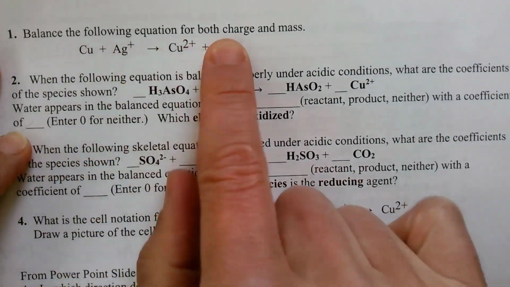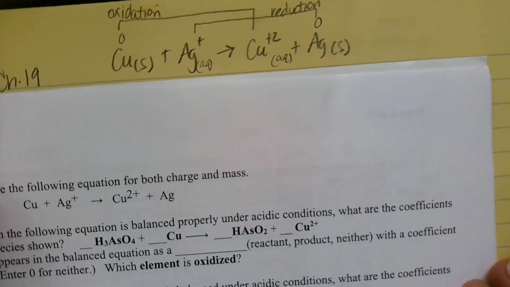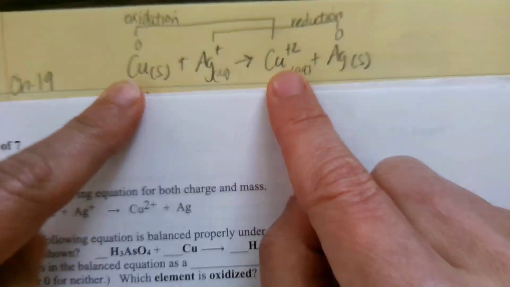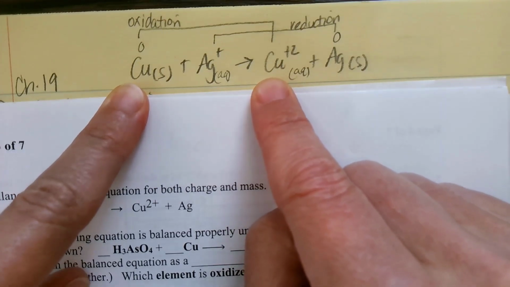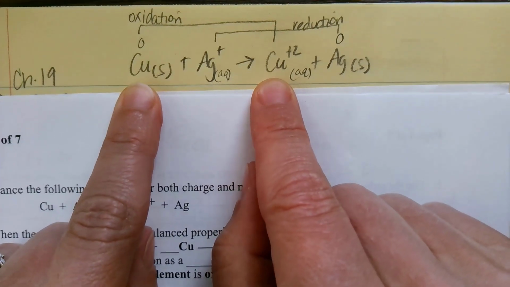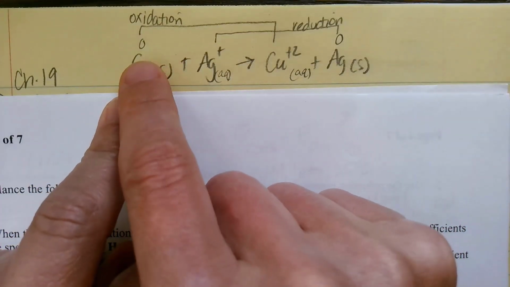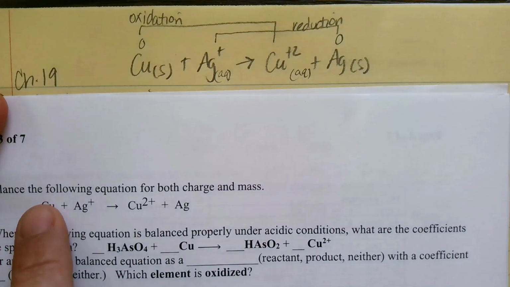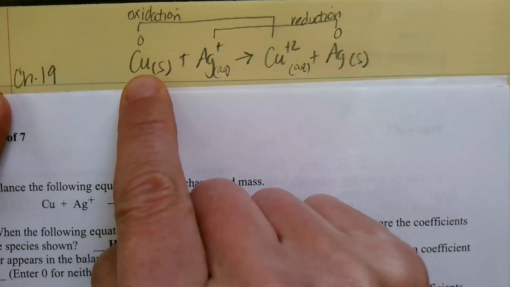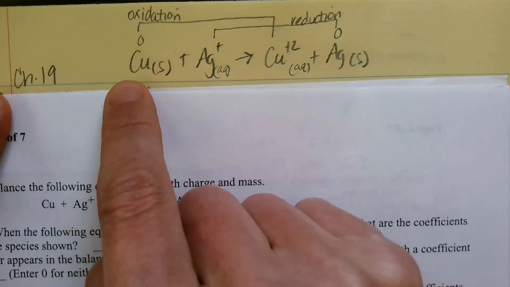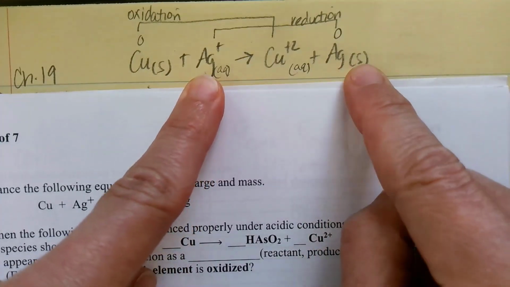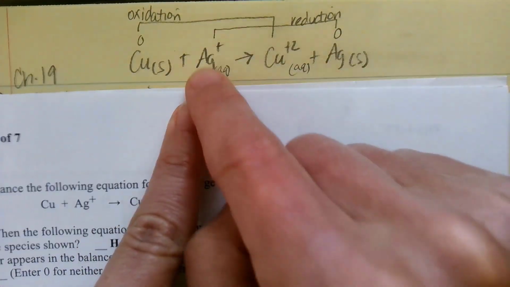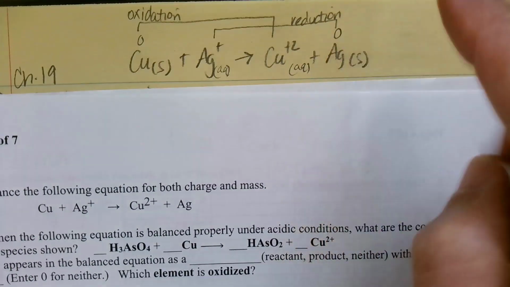All right, we want to balance the following equation for both charge and mass. So I wrote, we've got copper, Cu, going to copper plus 2, so that's an oxidation, right? Oxidation is losing electrons. If you lose electrons, you become more positive. And I went from 0 after I assigned an oxidation number, because all elements as is, in their natural state, is a 0. So 0 to a plus 2, that's our oxidation. And Ag plus to Ag solid, which is its natural state. So going from a plus to a 0 is reduction.